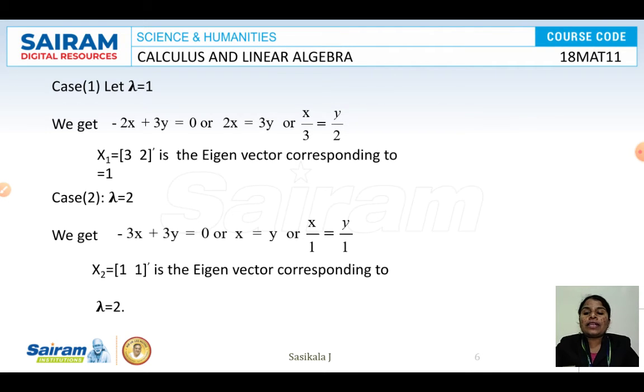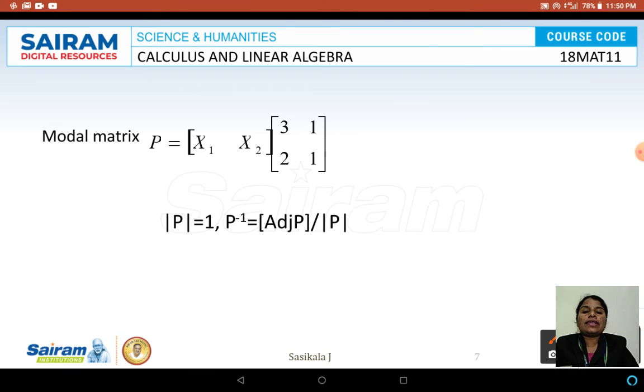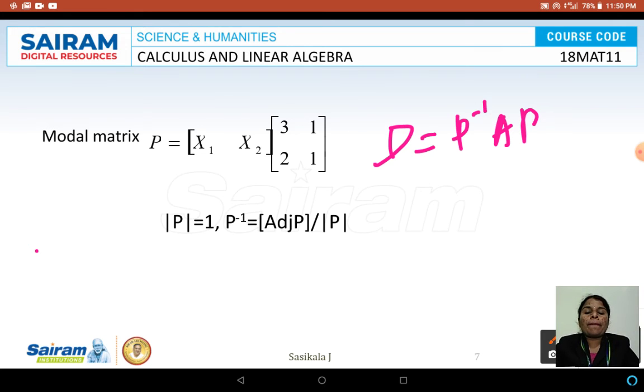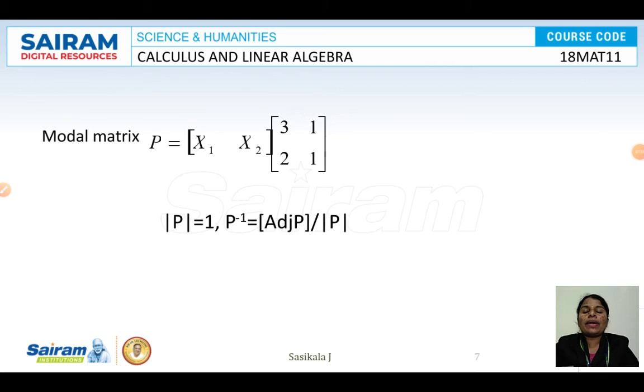So the eigenvectors we found are, for lambda equal to 1, 3, 2, and for lambda equal to 2, 1, 1. Now you can see the modal matrix, because to find your diagonal matrix D, the formula is P inverse A P. So first we need to make the P matrix. The P matrix you get by taking your x1 and x2, so the modal matrix is P is equal to x1, x2. Now the modulus of P, you are going to calculate.